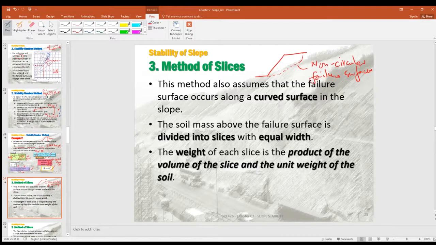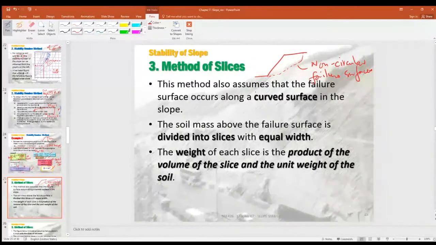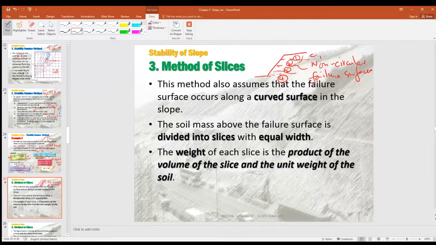Because you have different types of soil for a slope, right? You have the soil in different layers. Layer 1, layer 2, layer 3, and layer 4, and so on. So in every layer, you have C1, Phi1, Gamma1, and so on, for C4, Phi4, and Gamma4, right? So by this method, you can allow different layers of soil or different strength parameters. And also the failure surface is not necessarily circular. It can be any curved surface. So it's a very versatile method.